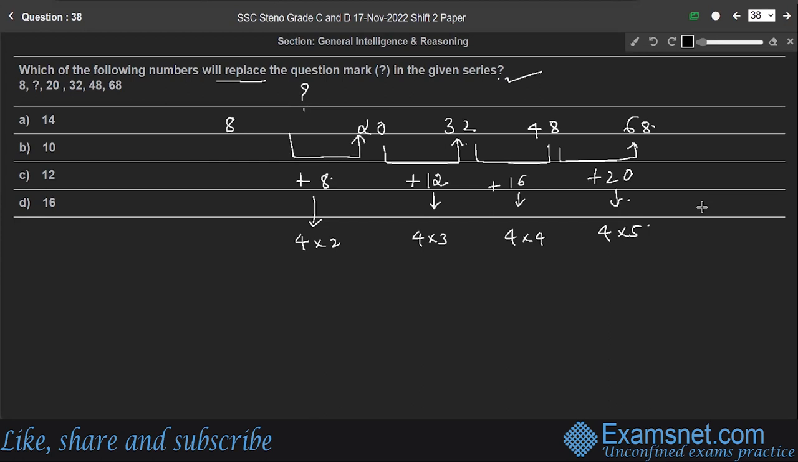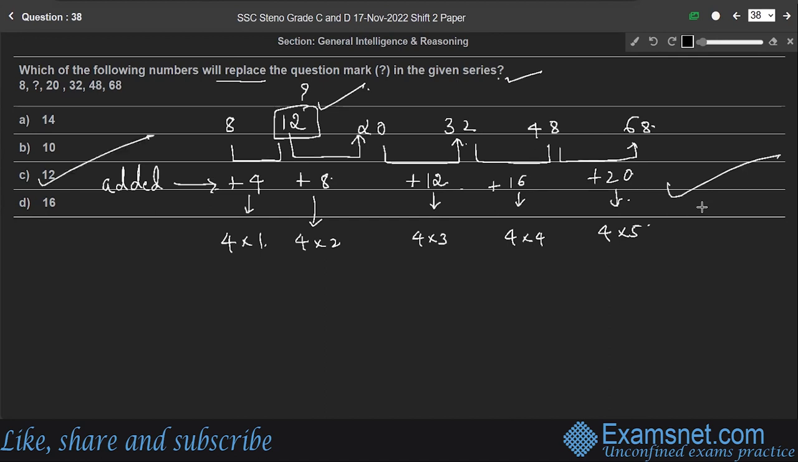So, which is the second number? So, it has to be 12. 12 is the second number, right? So, that 8 plus 4 becomes 12, where 4 is nothing but 4 into 1, right? So, here numbers added are the corresponding multiples of 4. 4, 8, 12, 16 and 20. Therefore, the second number in the given series should be 12. Option C is the right answer.